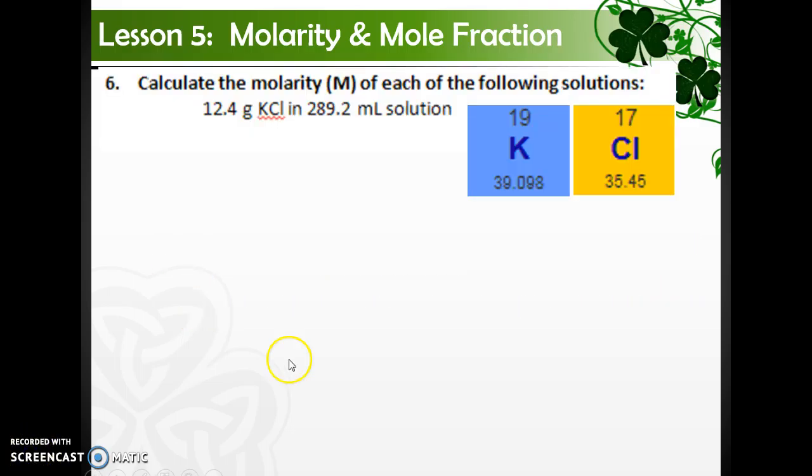Here's an example of a molarity type of problem. Calculate the molarity of each of the following solutions. So if you have 12.4 grams of potassium chloride in 289.2 milliliters of solution. So you'll want to use those steps that we just talked about to solve this problem.